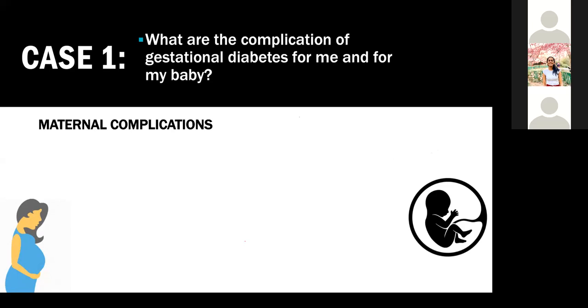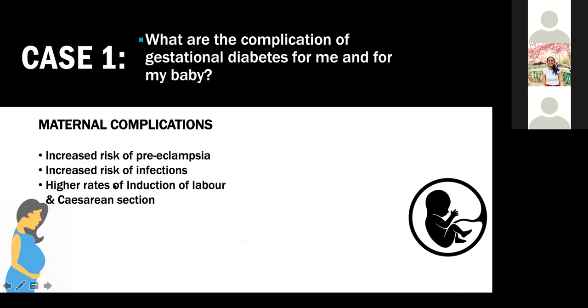Preterm labor, hypoglycemia, risk of developing diabetes in the future, good. PPH. Stillbirth, preeclampsia, yes, that's another important risk factor. Good, so increased risk of preeclampsia, increased risk of infections as well, higher rates of induction of labor and cesarean section in these women, and higher rates of miscarriage as well.